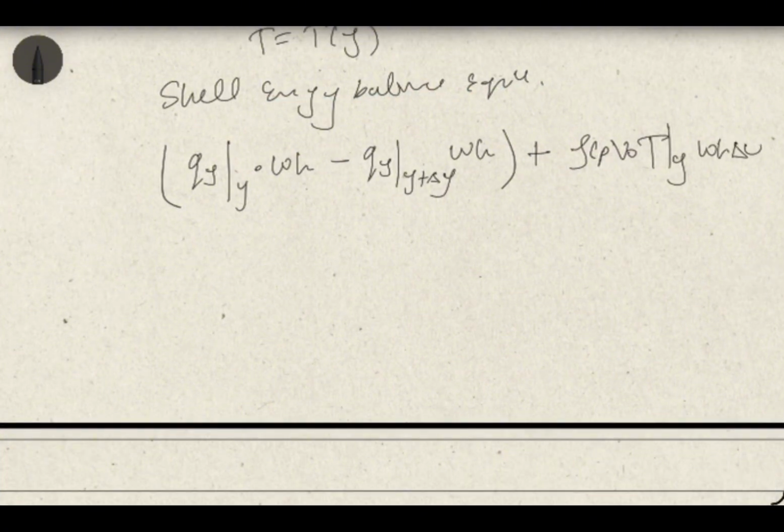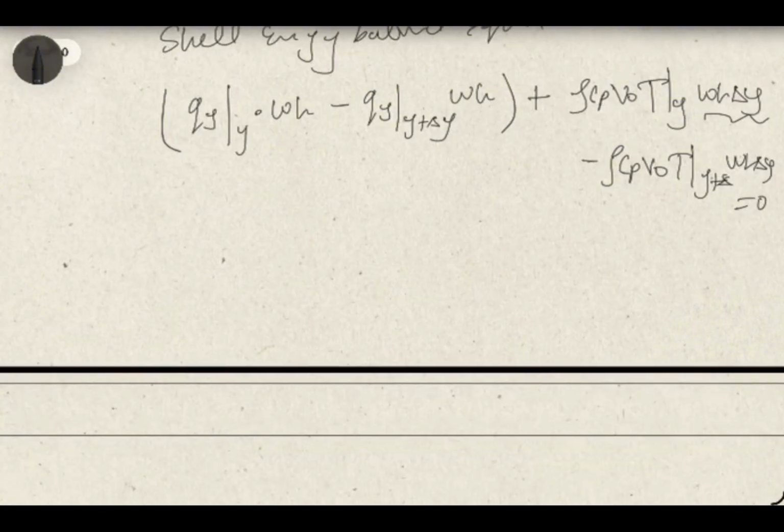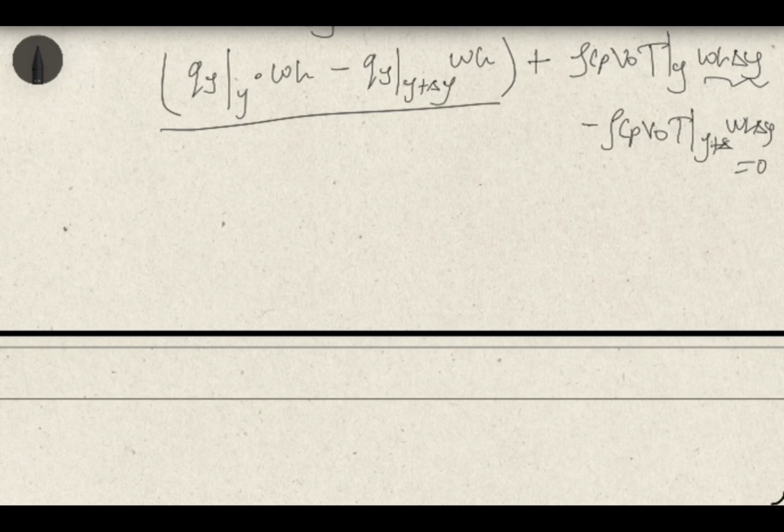WL into del Y. This is quantity per unit volume, heat rate per unit volume. So we are multiplying by volume minus rho Cp V naught T at Y plus del Y into WL del Y equals to 0. There is no heat generation or anything else. So we now divide the whole term by WL del Y. So all this term will be cancelled out.